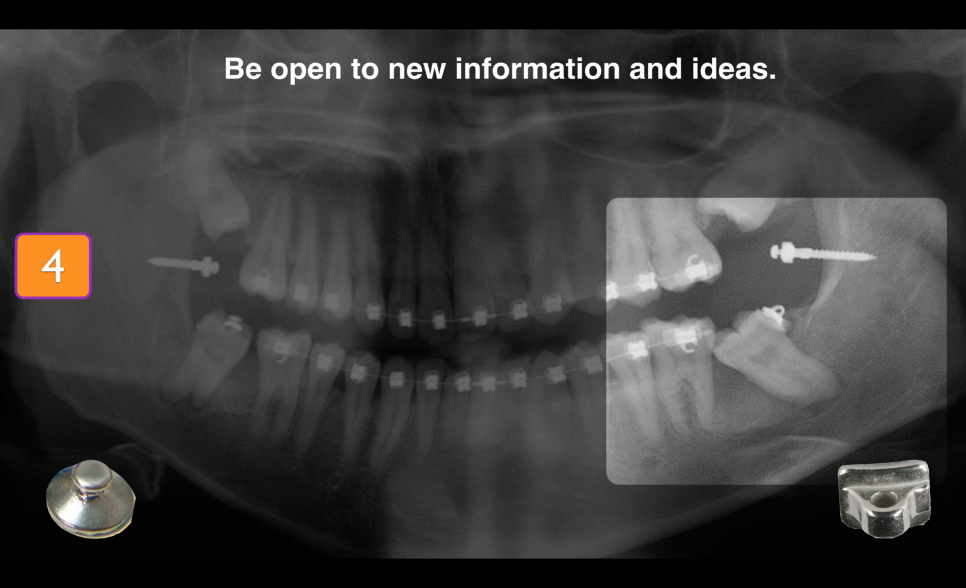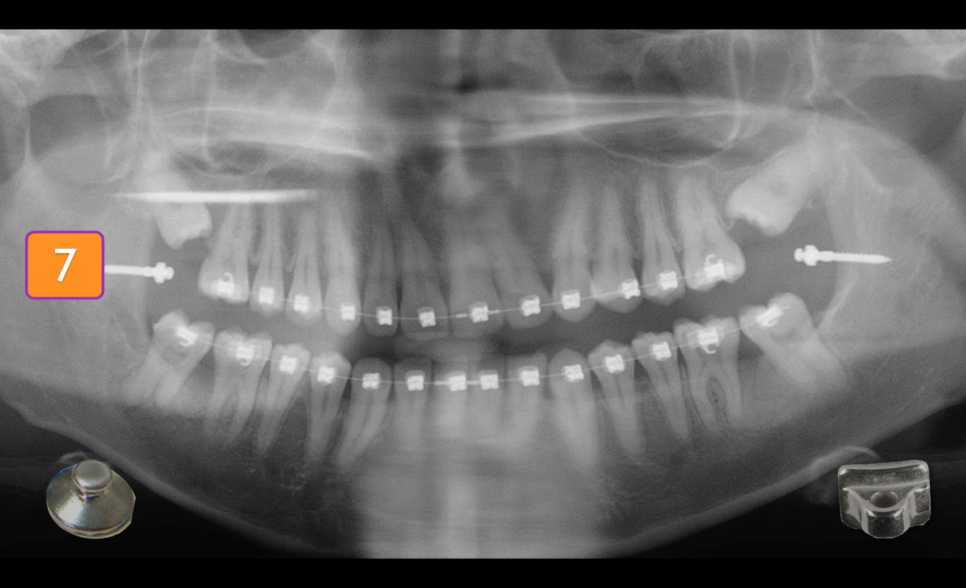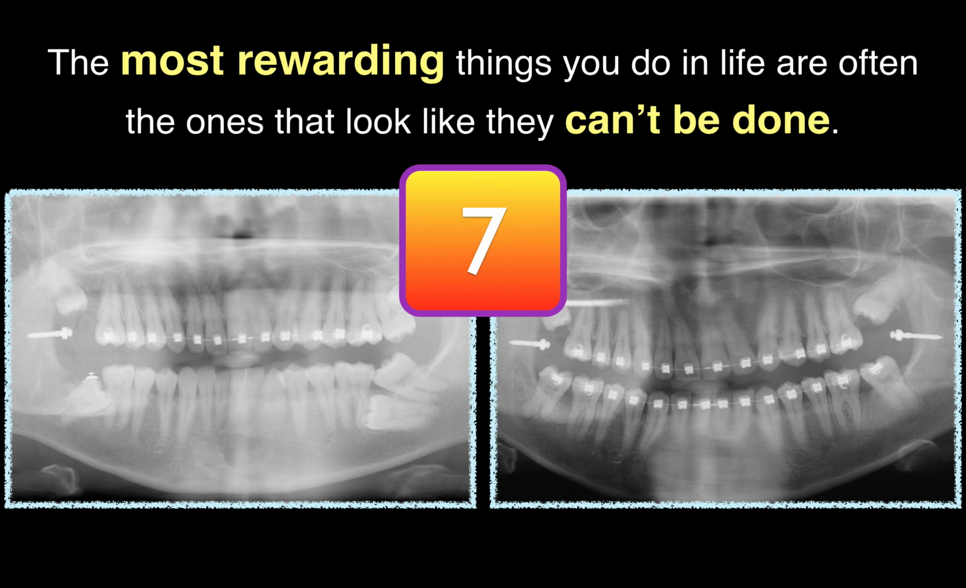4 months. Wow. You're ready to put the braces right here and hook up the main arch wire to upright. 7 months in treatment. Can you believe it? 7 months. Only a Ramus screw with power chain. The most rewarding things you do in life are often the ones that look like they can't be done.